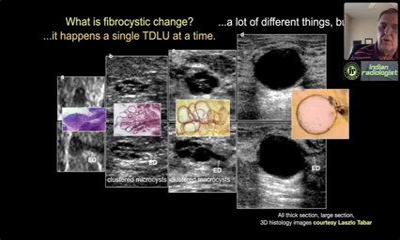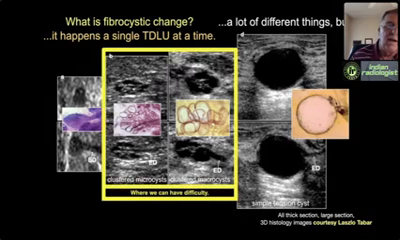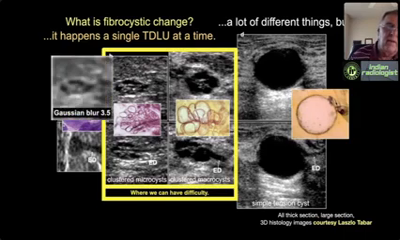So we don't have any trouble with normal TDLUs. We don't have any trouble with simple cysts. But these in-between states of microcysts can cause us problems because the microcysts can be too small to resolve, and if you volume average a white fibrous tissue with black microcysts, what you come up with is gray.